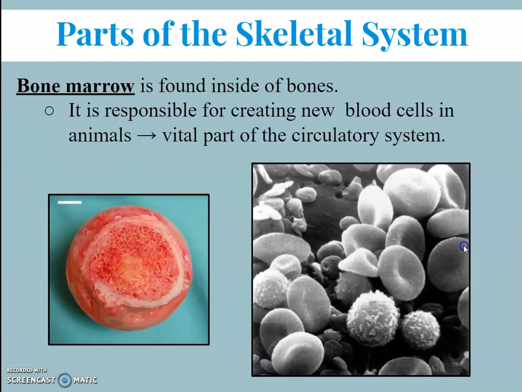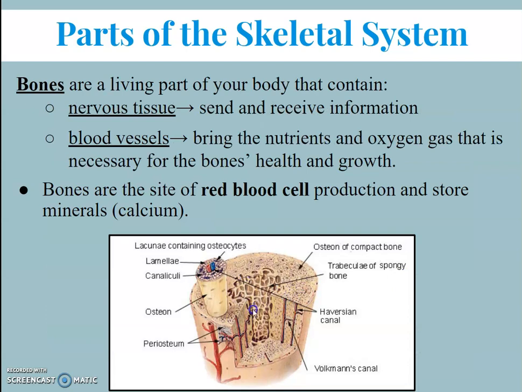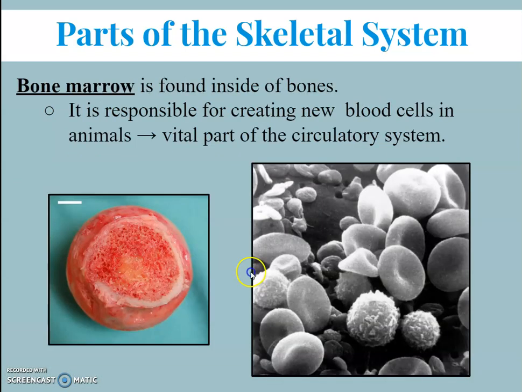The bone marrow is found inside the bones. So in the center here, you'll see this red rust-colored marrow, which is responsible for creating new red blood cells in animals, and it's a vital part of our circulatory system so that we can continue to create red blood cells for our blood. You remember, red blood cells are what carry the oxygen and the carbon dioxide through our blood so that we can do that gas exchange for all of our cells.